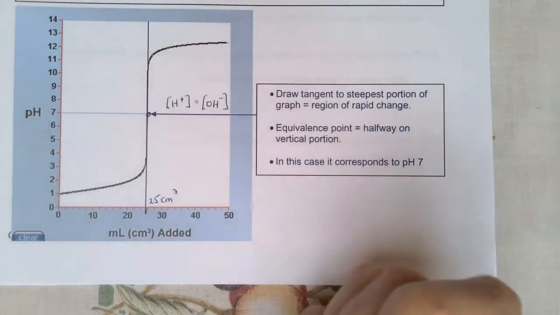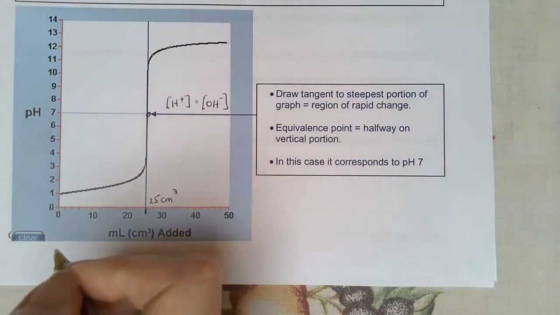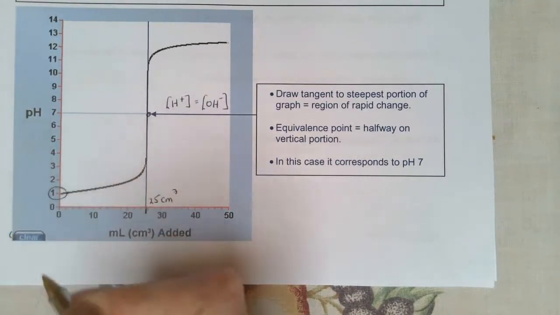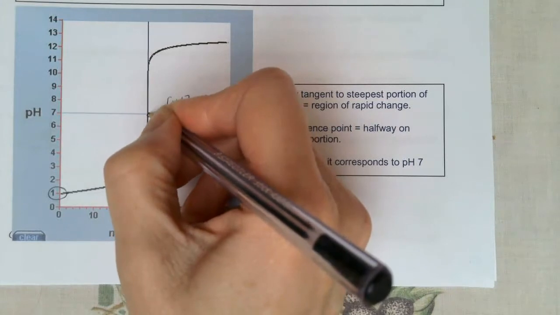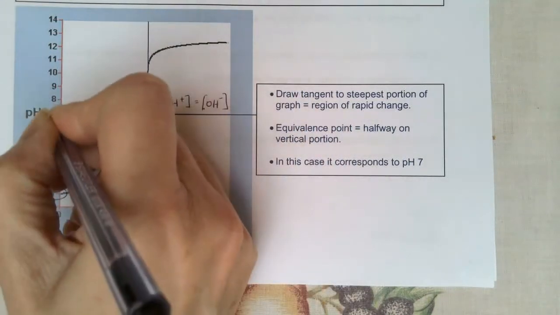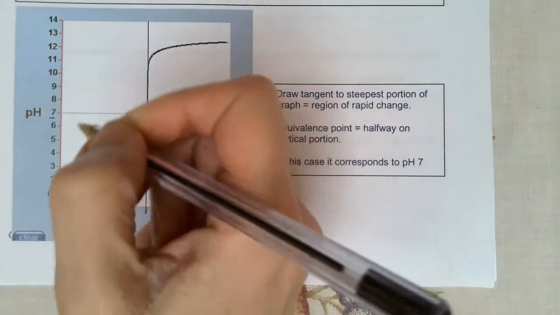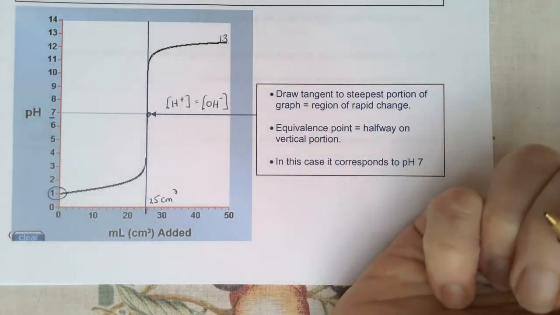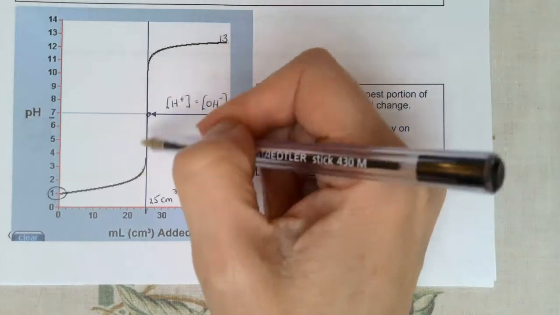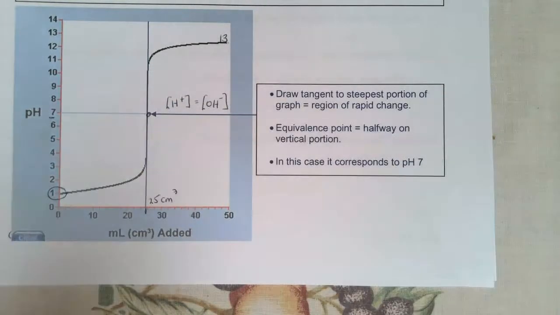You need to be able to sketch these curves. So a couple of things to point out. It starts at 1. The end point, the equivalence point, is the midpoint of that vertical section, which for a strong acid and strong base should be 7, and it ends up around pH 13 to 14 at the end. And this is a very large or long vertical section.